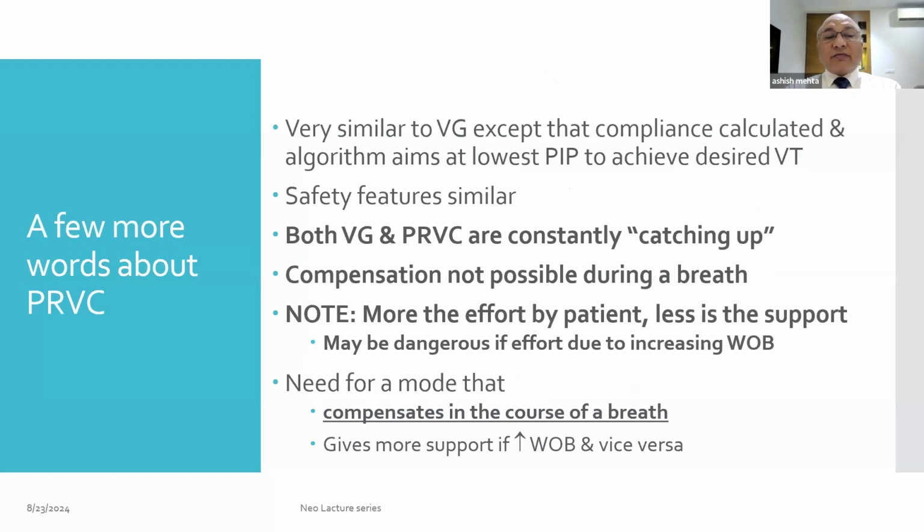The only thing about PRVC and volume guarantee is that they are constantly catching up. What does it mean? The changes that are happening are not real-time changes. They don't happen within the breath. The changes are happening with the subsequent breaths. At times this breath is weak, but the next breath will be stronger, where this change in the PIP is not required. So that is the problem with the modes where the pressure and volume are adjusted in the subsequent breaths. If these happen in the same breath, yes, it is worth using.